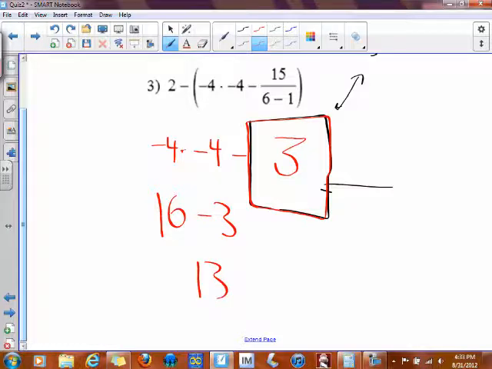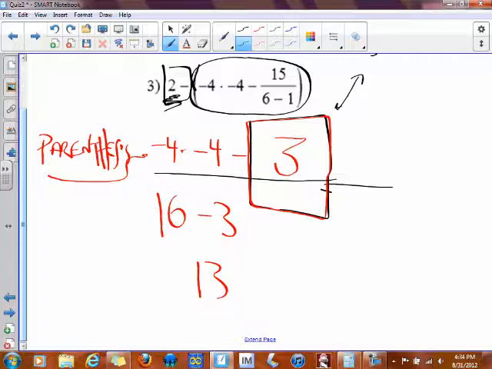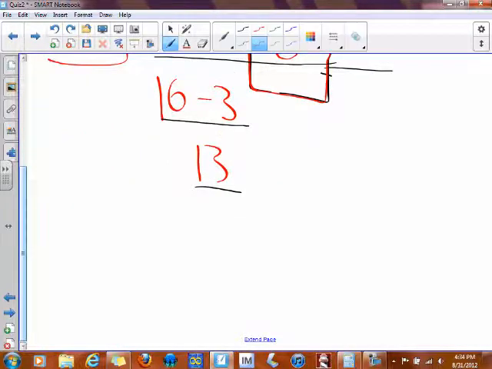That's true, but look, you forgot something. This is what's inside the parentheses. Here's the parentheses, right? There it is. But you forgot about this part. There's still a 2 minus whatever's in the parentheses. All this stuff is what's inside the parentheses. The parentheses boil down to 13. So what's left? What's left is 2 minus 13. And that's negative 11.